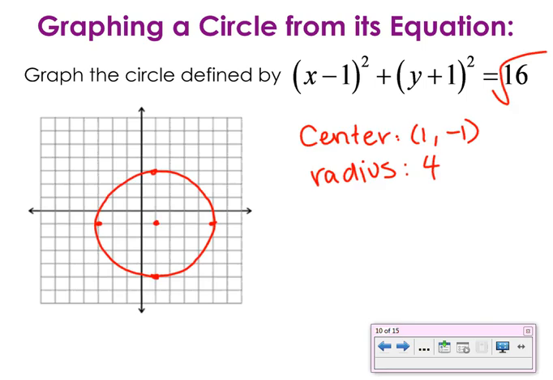So here we should have gotten our value to be a center of 1, -1, and a radius of 4. Then we should have graphed the center point at 1, -1, and then counted to the right, to the left, up, and down, 4, and then just drew our circle. And remember, when you draw a circle, it must be curved.